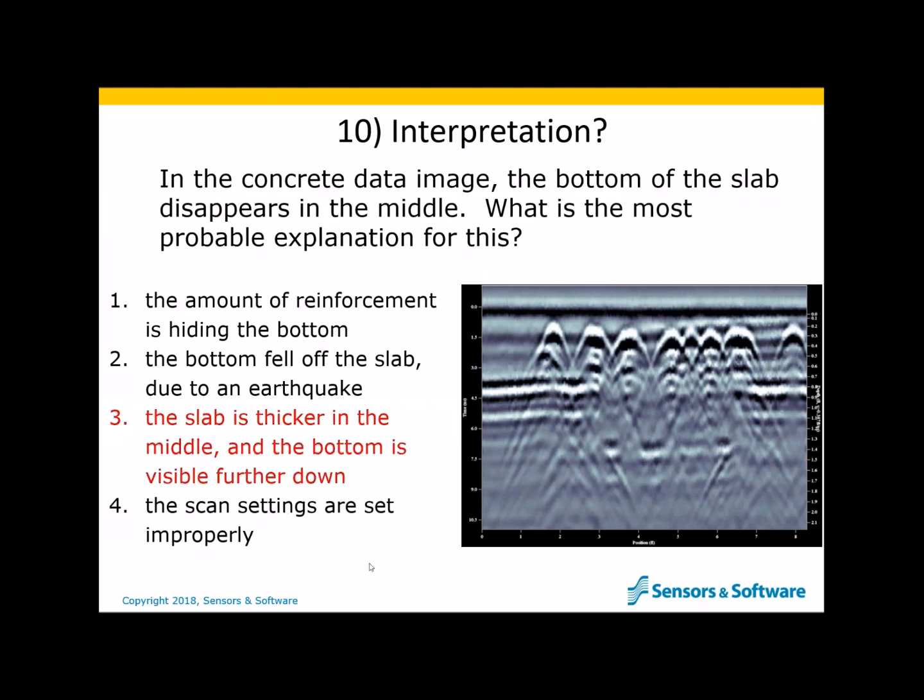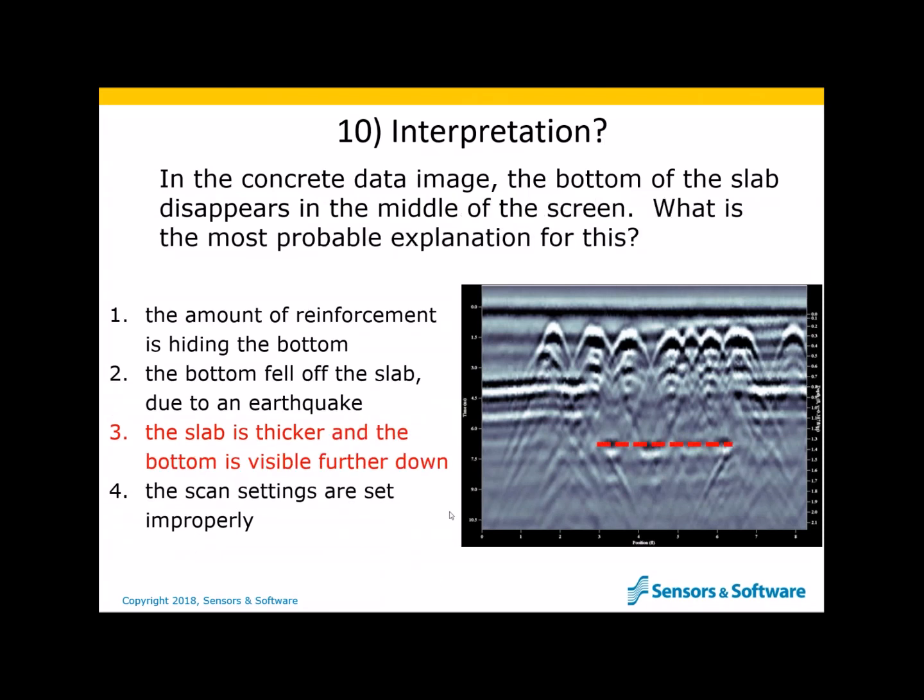The slab is thicker in the middle and the bottom is visible further down. You can actually see a response further down. The slab does get thicker in this area. Now, 56% of you gave what I think is a pretty good answer based on the level of knowledge, which is the amount of reinforcement is hiding the bottom, which is true.